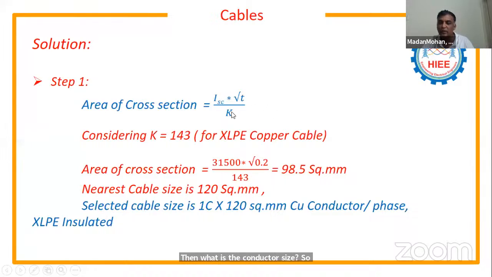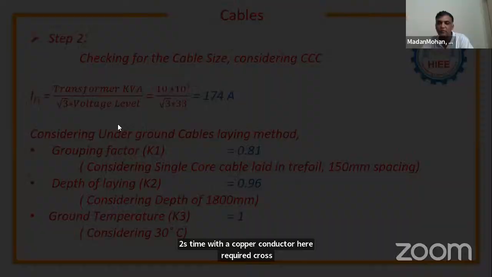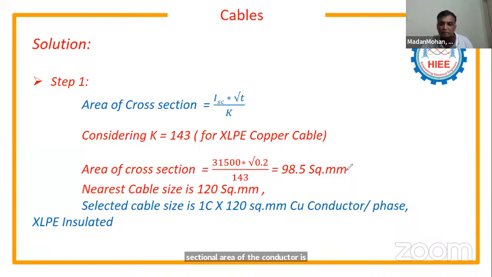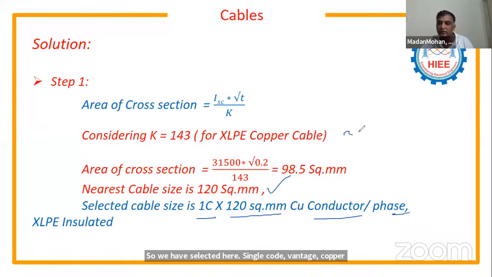So for 31.5 kA, 0.2 seconds, with the copper conductor, your required cross-sectional area of the conductor is 98.5 square mm. When it is 98.5 square mm, you should go for the next higher standard size, that is 120 square mm. So we have selected here a single core 120 square mm copper conductor per phase, or you can mention 3 runs of single core 120 square mm copper conductor with XLPE insulation.